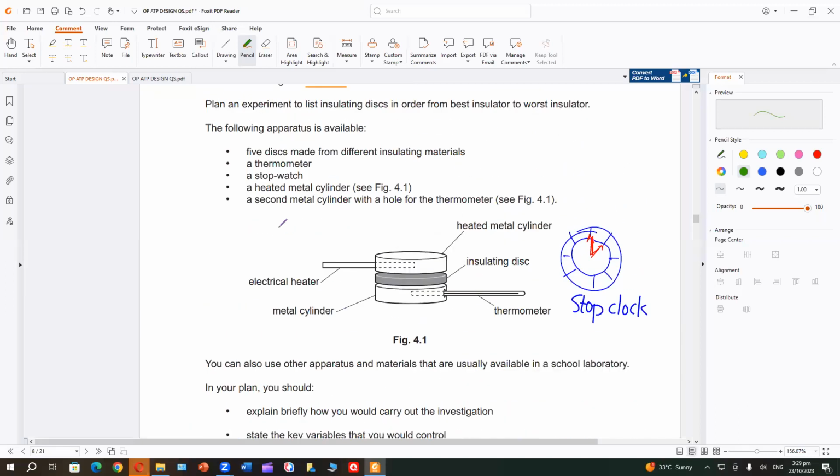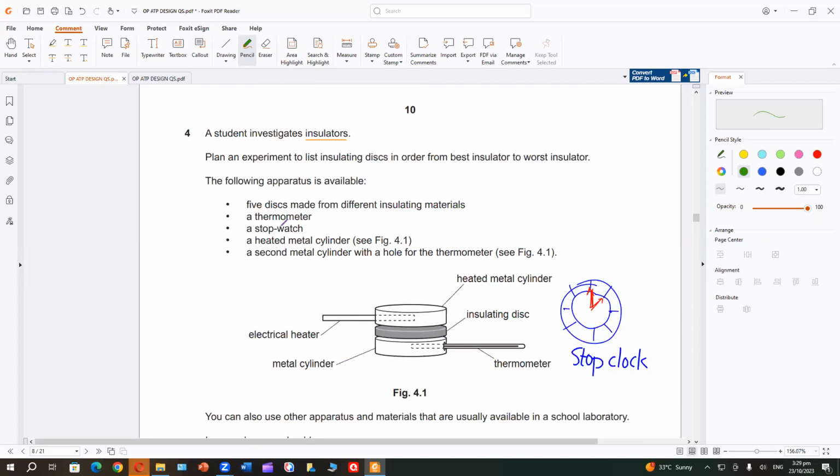So in design questions, it is always advisable to read the question at least two times, because the question is very, very tricky. He says he's checking insulators. Plan an experiment to list insulating discs in order from best insulator to worst insulator. The following apparatus is available: 5 discs made from different insulating materials. So he has 5 options for insulating material, and a thermometer, a stopwatch, a heated metal cylinder, and a second metal cylinder with a hole for the thermometer. So I hope you understood the question.